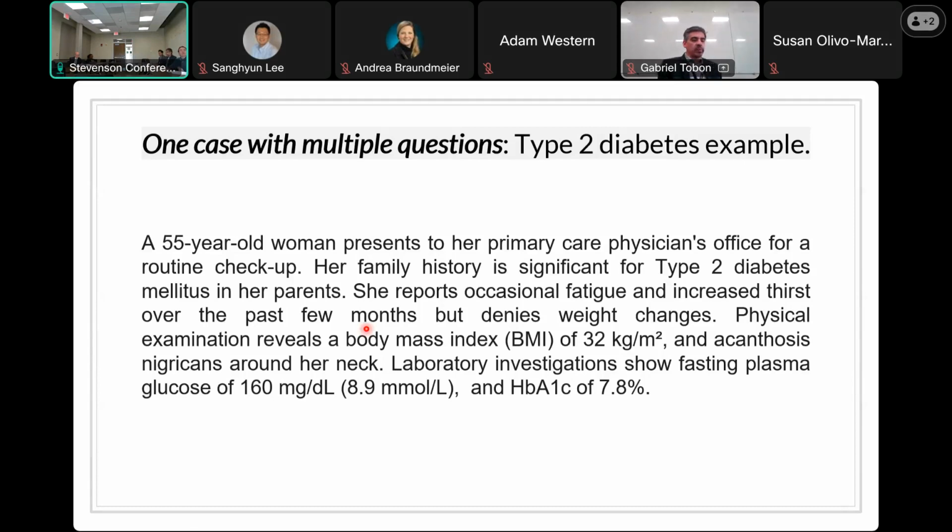So the second example is a different approach. For example, here we have a case on type 2 diabetes, where we can have one clinical case with multiple questions regarding this clinical presentation. For example, here we have a 55-year-old woman with family history of type 2 diabetes, with obesity and laboratory tests showing a fasting plasma glucose of 160 milligrams.